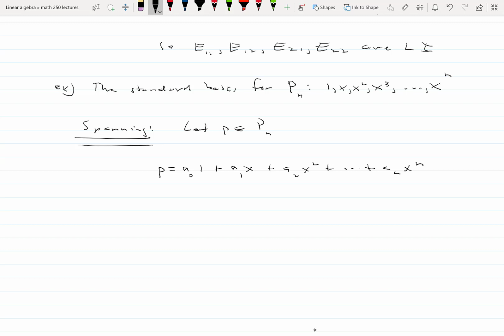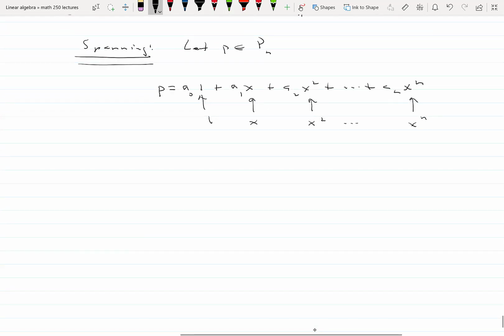Spanning. I have shown that every element of Pn is a linear combination of the vectors 1, x, x squared, all the way up to x to the n. Every vector from Pn is some linear combination of those n vectors. Okay, so linear independence.